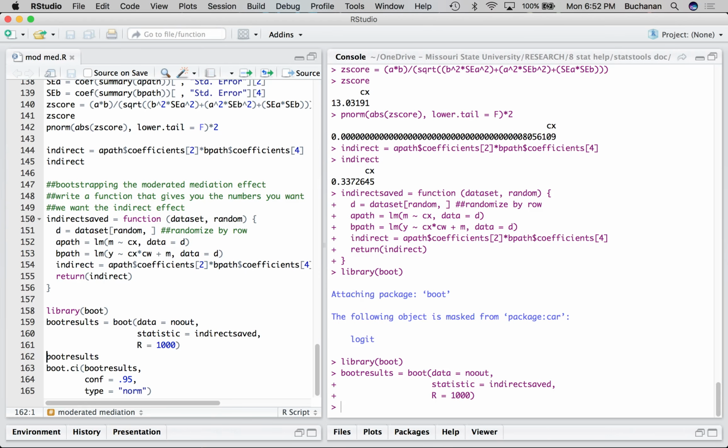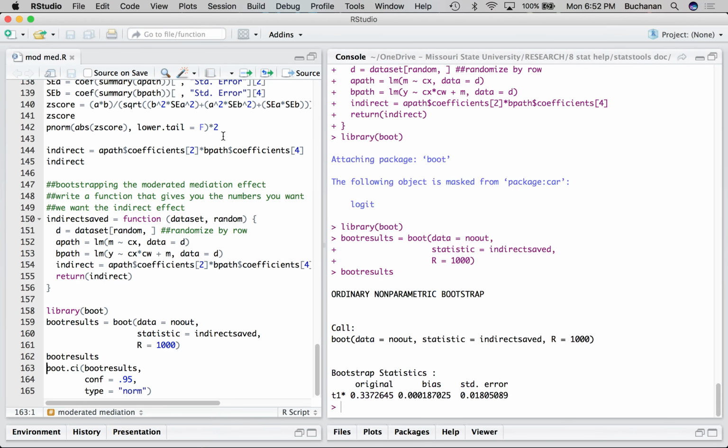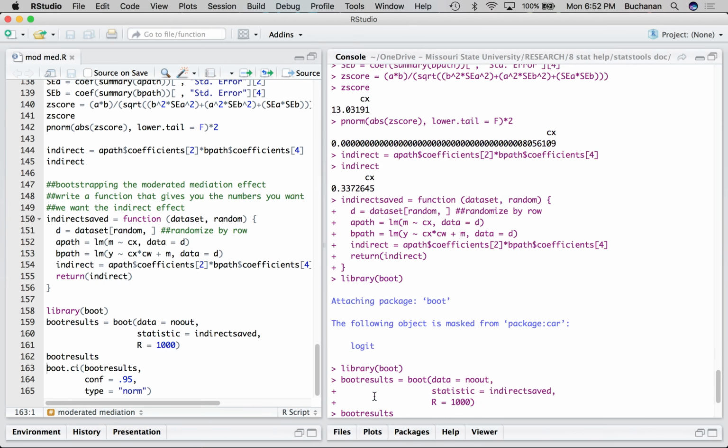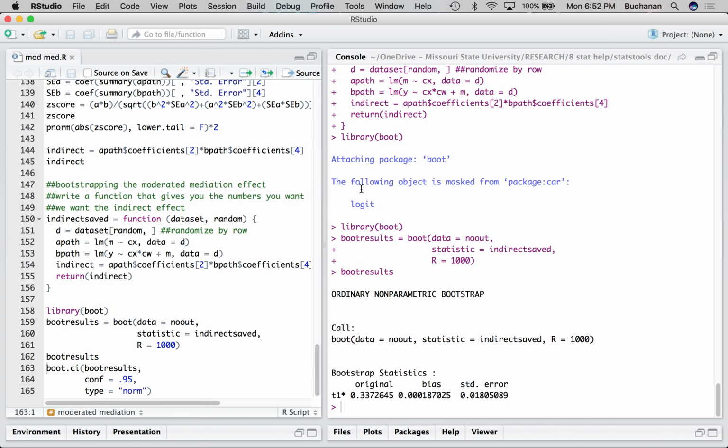All right, so we got our boot results. Let's see. We should get our original indirect effect path back. So that's what I got here. It gives you a little bit of information about that effect. So sometimes people report the standard error. I'm more interested in the confidence interval though, so we're going to do boot.ci of our boot results and a 95% normal confidence interval.